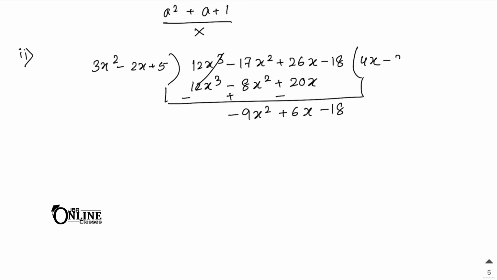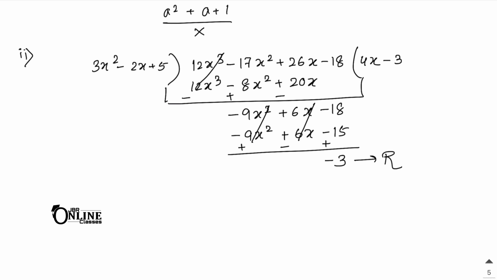Now here next one, minus 3. If you multiply with minus 3, it becomes minus 9x square. Then plus 3 into 2, 6x, and here minus 15. So it will be plus minus plus. Cancel out. It will also cancel out, and here it will be minus 3. So minus 3 as remainder and this one as quotient.